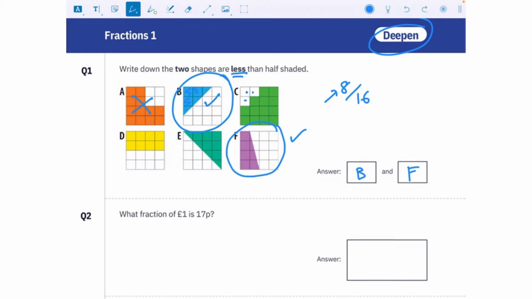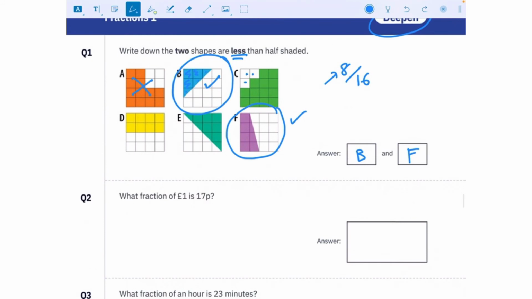Cool. What fraction of £1 is 17p? So we know that a pound is the same as 100 pence. So 17p is 17 out of 100.